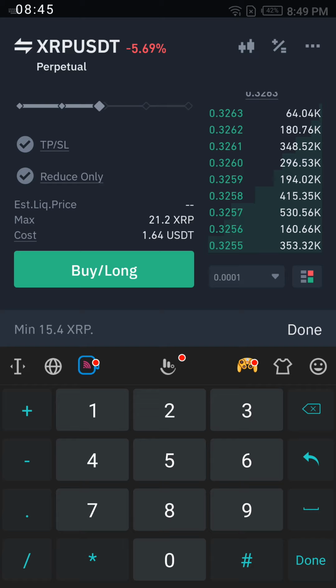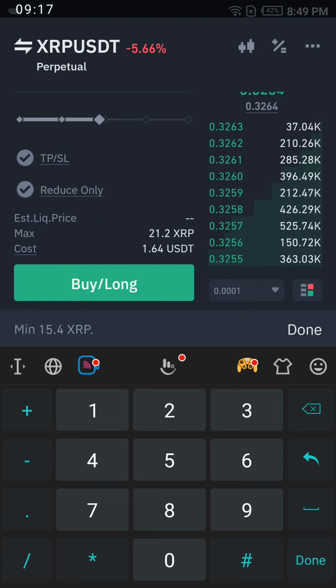So below it you see TP and SL. TP stands for take profit, SL stands for stop loss. Below it you see reduce only, and below reduce only you see estimated liquidation price. That is the estimated liquidation price, 21.2 repo. But you get to understand it. The estimated liquidation price is not here anyway.